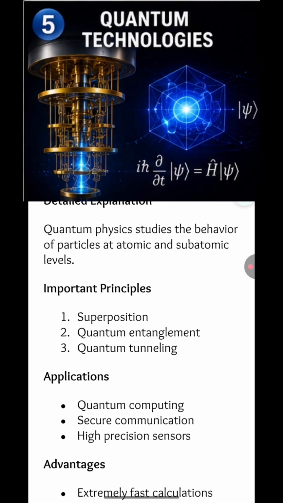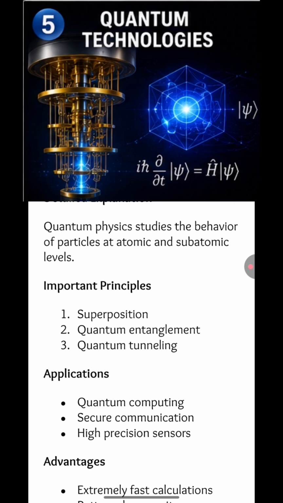Some of the applications we can see here: quantum computing. Nowadays quantum computing is booming. Secure communication, high precision sensors also.